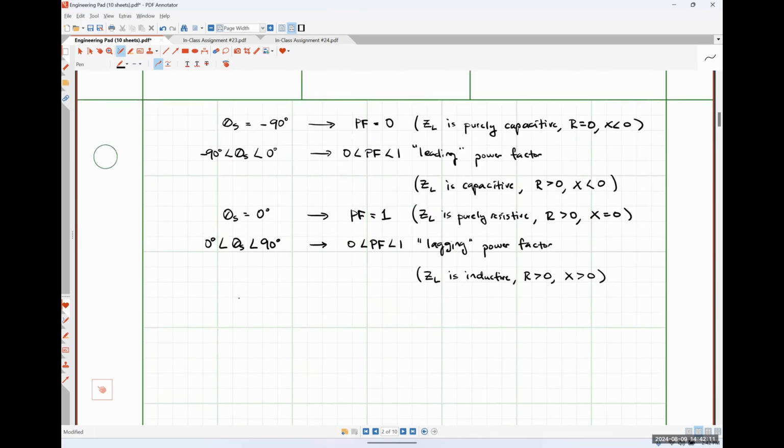And then lastly, when theta s is exactly equal to positive 90 degrees, we once again have a 0 power factor where our load is purely inductive.